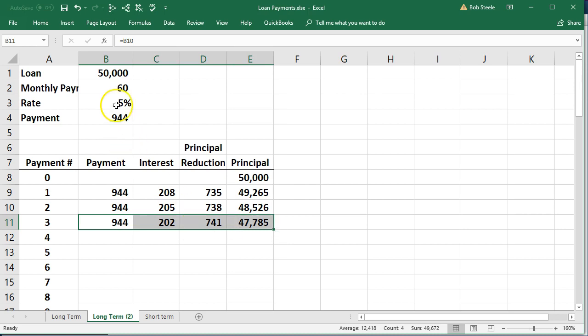So from B11 to E11. And then we use this little item. It's going to be called an autofill type item. So if you put your cursor here so it doesn't look like that, but like that. Not like that, but like that. Right on that corner. And then you left click and drag it down.